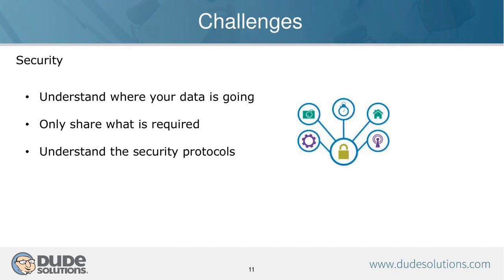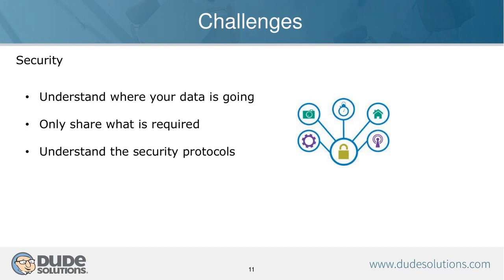Finally, make sure that you only share what is required. We talked about this before. It helps with some of the big data issues. But again, sharing just for sharing's sake can open you up into an unmanageable situation of managing security. So take into consideration to only share what is required. So these are just some of the challenges that you would need to investigate and understand as you start to implement a strategy around the industrial Internet of Things.